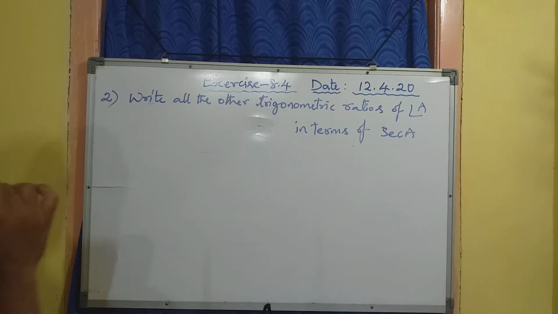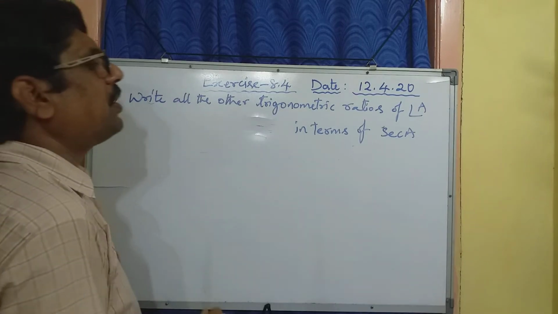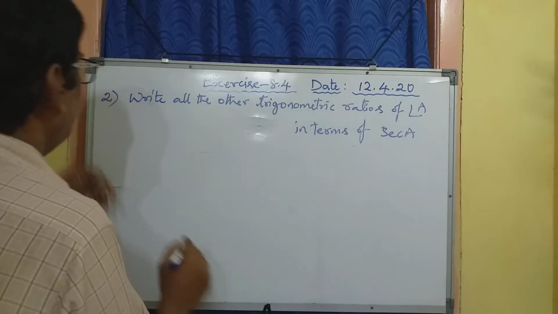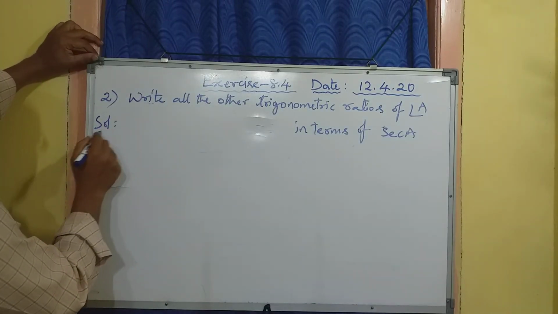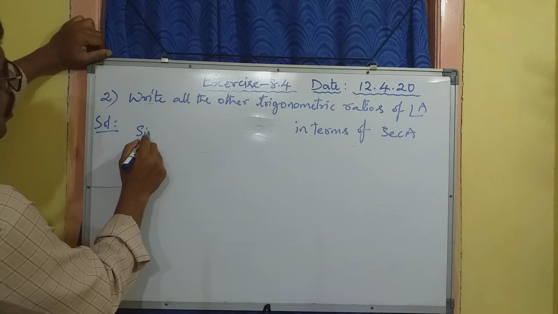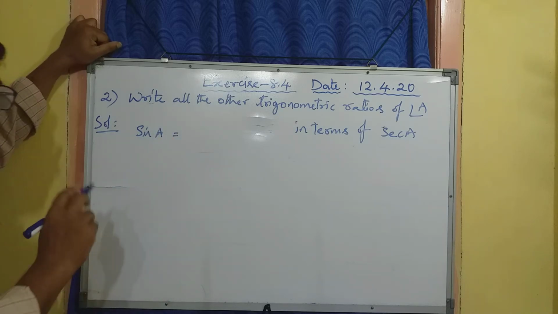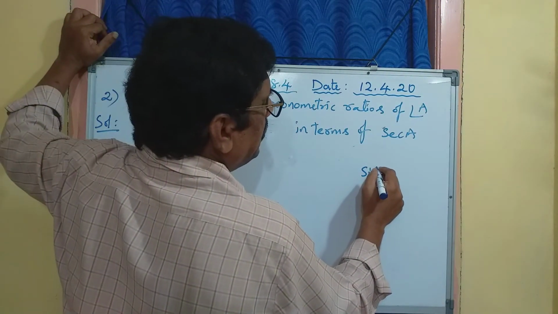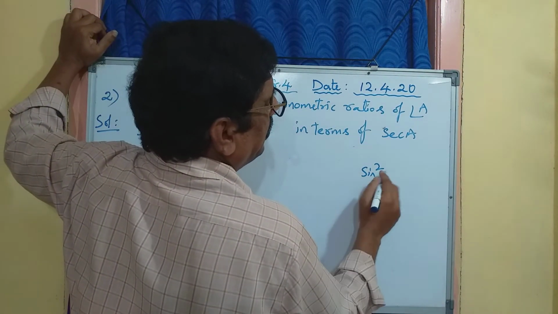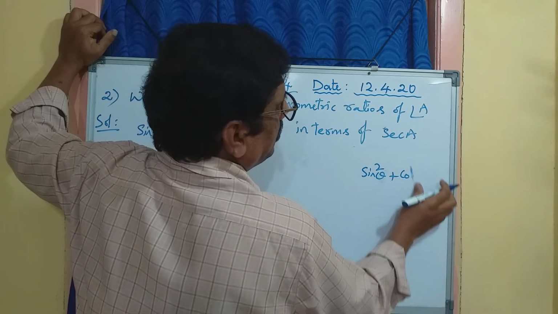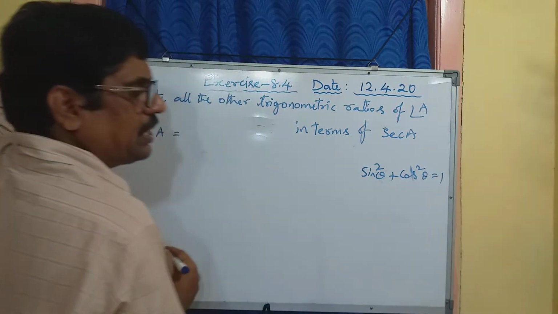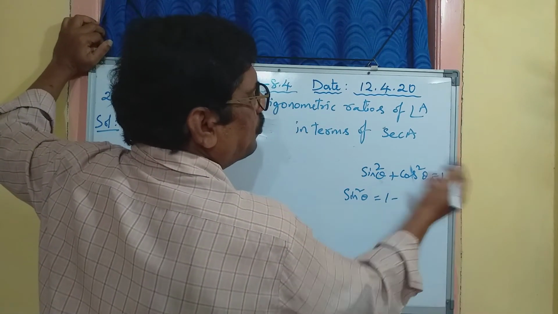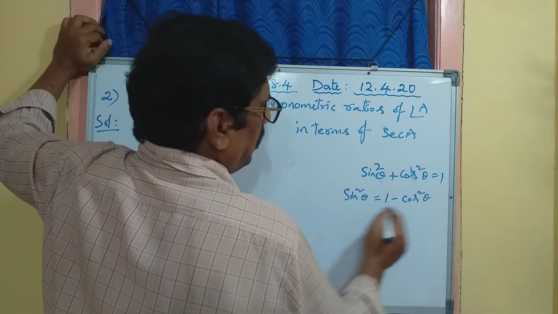Now look at the second problem. Write all the other trigonometric ratios of angle A in terms of secant A. Okay. Now, what are the trigonometric ratios? First, sin A. How can you write sin in terms of secant? First of all, what is the identity in which the sin is involved? Sin square theta plus cos square theta is equal to 1. The first identity. From this we can write sin square theta is equal to, if you take the cos square theta to the RHS, we get 1 minus cos square theta.